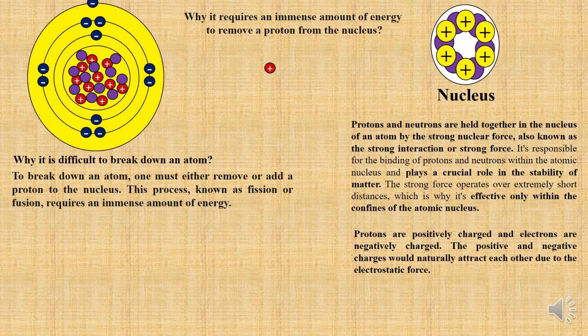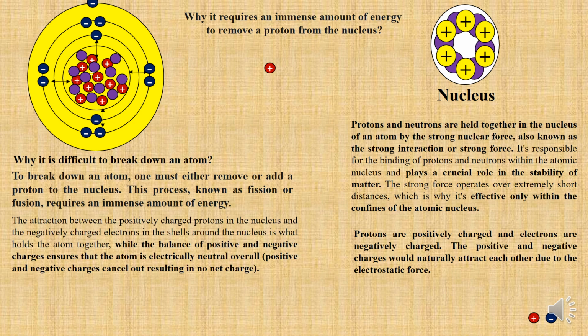Protons are positively charged and electrons are negatively charged. The positive and negative charges would naturally attract each other due to electrostatic force. This attraction between the positively charged protons present in the nucleus and the negatively charged electrons in the shells around the nucleus is what holds the atom together, while the balance of positive and negative charges ensures that the atom is electrically neutral.